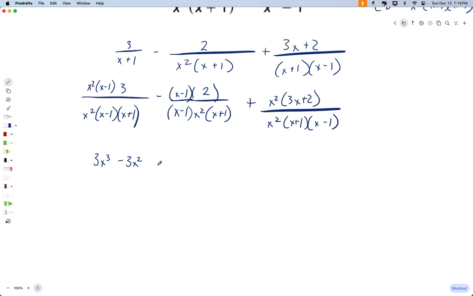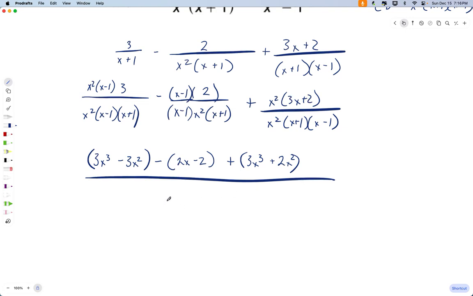All right, and then this is going to be 2 times, so it's going to be minus 2 times x is 2x, and 2 times negative 1 is negative 2, plus x squared times 3x is 3x cubed, and x squared times 2 is a positive 2x squared. So there's all of our little groups. All of that is going to be over x squared times x plus 1 times x minus 1.